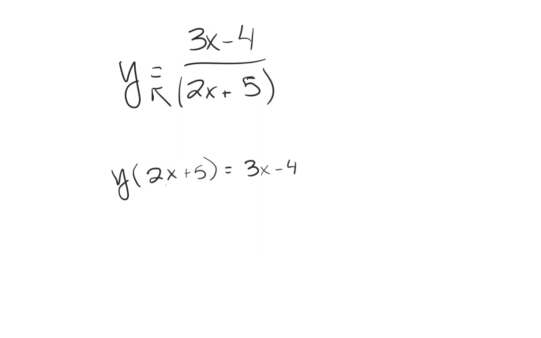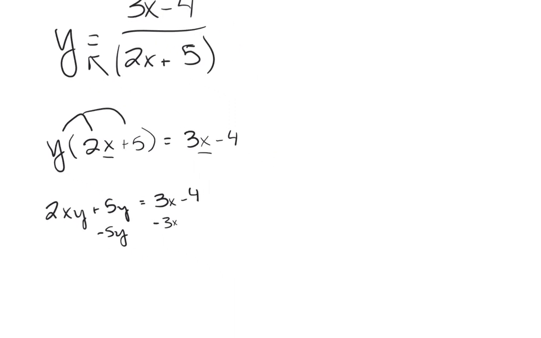Now remember, our goal is to isolate this x out from our fraction. So I'm going to distribute this y to give us 2xy plus 5y equals 3x minus 4. And then I'll subtract our 3x and our 5y just to get our x terms together. So we'll have 2xy minus 3x is equal to negative 5y minus 4. Notice now all of our x terms are on the left-hand side.